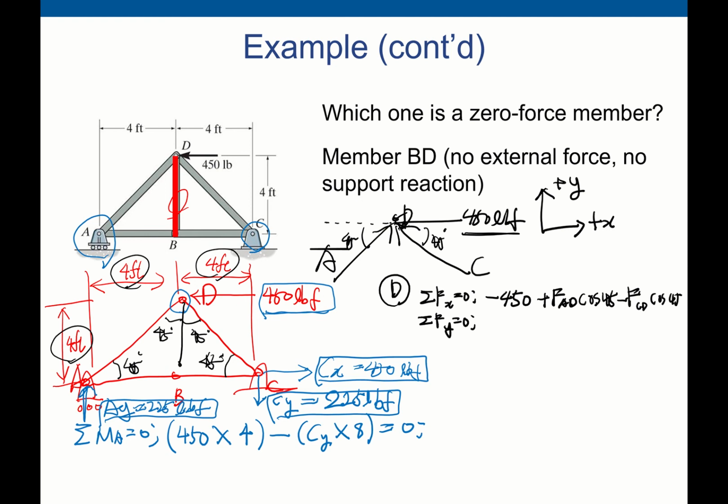For the Fy, for the y-axis direction, we have two positive things, FAD sine 45 plus FCD sine 45. This one should be equal to 0.